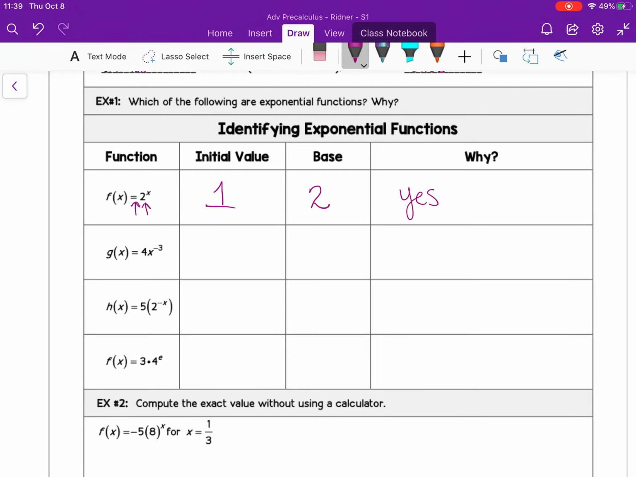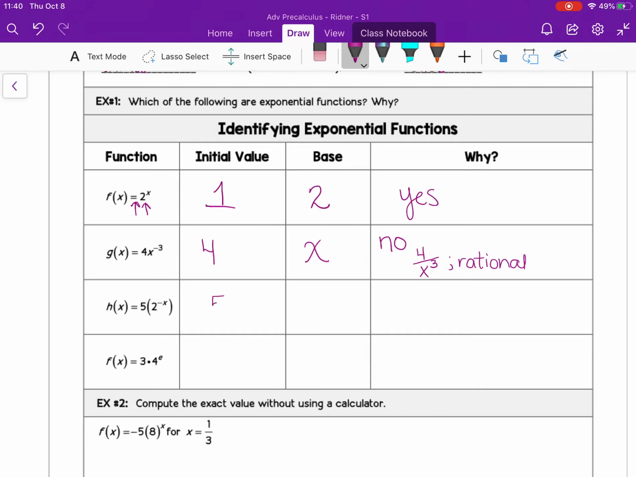All right, for this one, I have an initial value of 4. My base is x. Well, my base can't be x. The exponent has to be x. So that one is no. If you're thinking about y, go back to your exponent rules. Anytime there's a negative in the exponent, you bring it down to the bottom. And that is actually rational. That part's not as important as knowing, hey, that is not exponential.